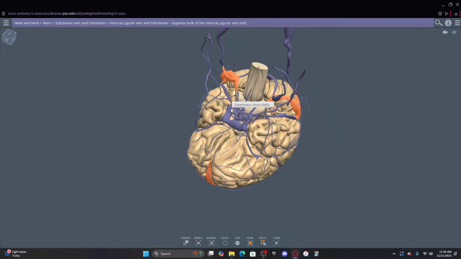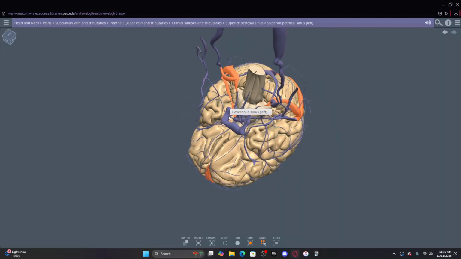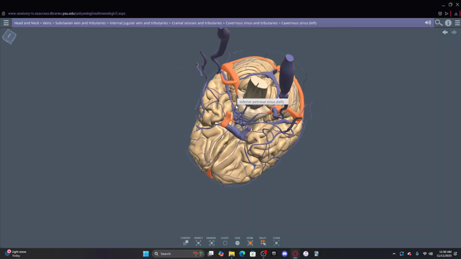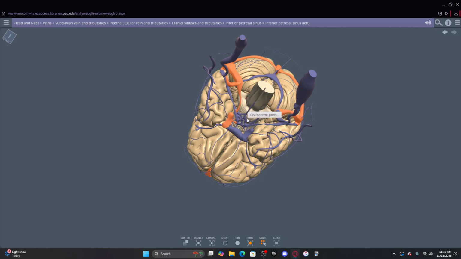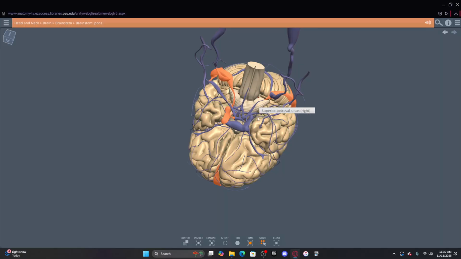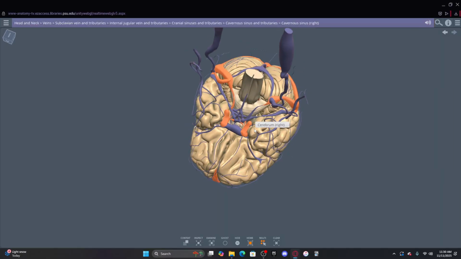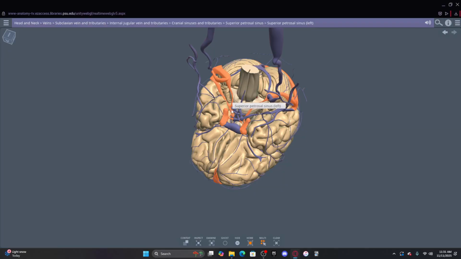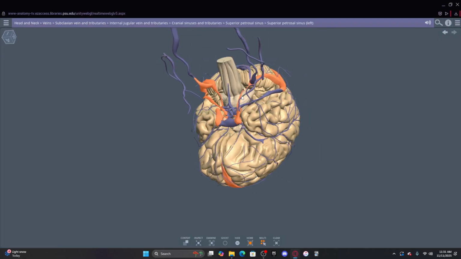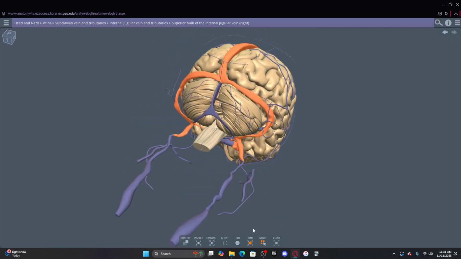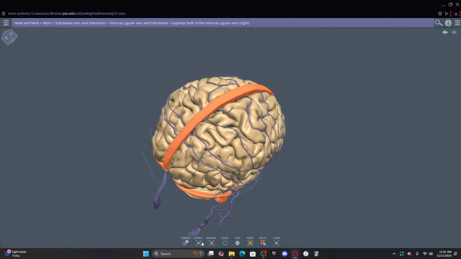Okay, so I wouldn't worry about the direct pathway because there's some structures you guys don't need to know, but just know the cavernous sinus is draining into the internal jugular vein as well. Okay, so I think that's the best way to look at it.